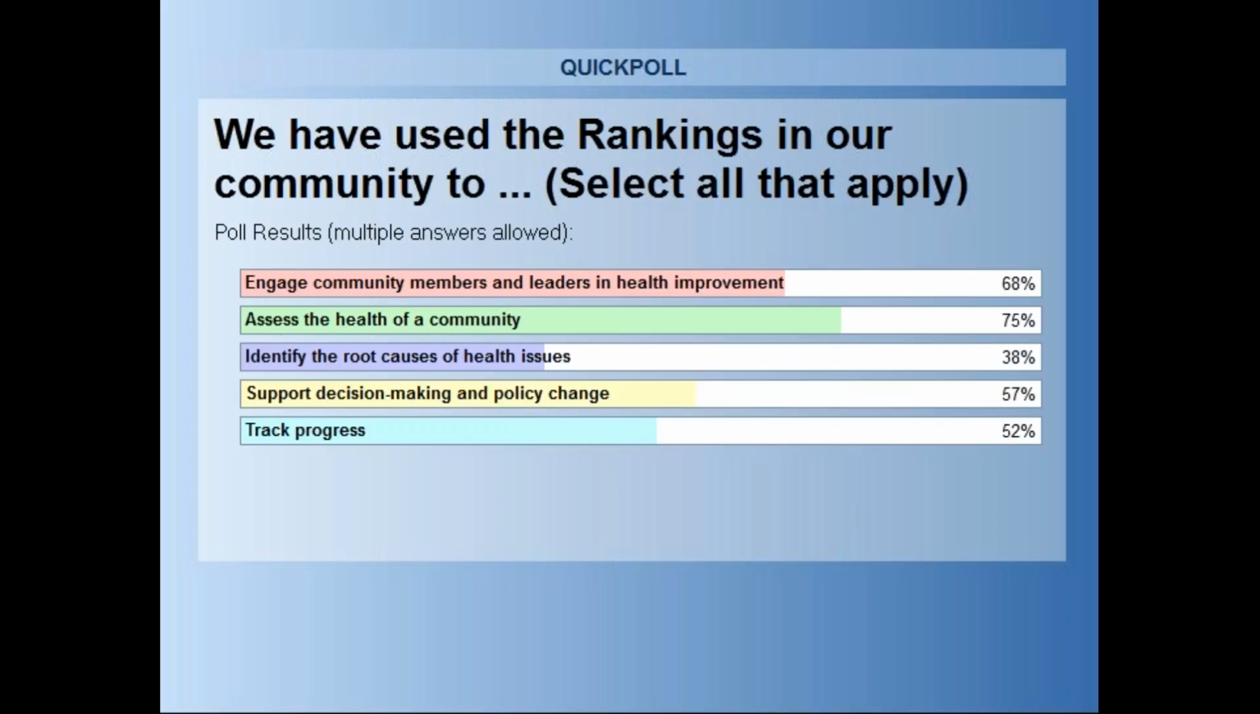Yeah, and I think more and more we're seeing folks using it to support decision making and policy change, and we'll talk a little bit today about how communities use this with key decision makers in their communities. So some great examples. So be thinking about some ways that you've used the rankings and how you might hope to start using the rankings in the future.